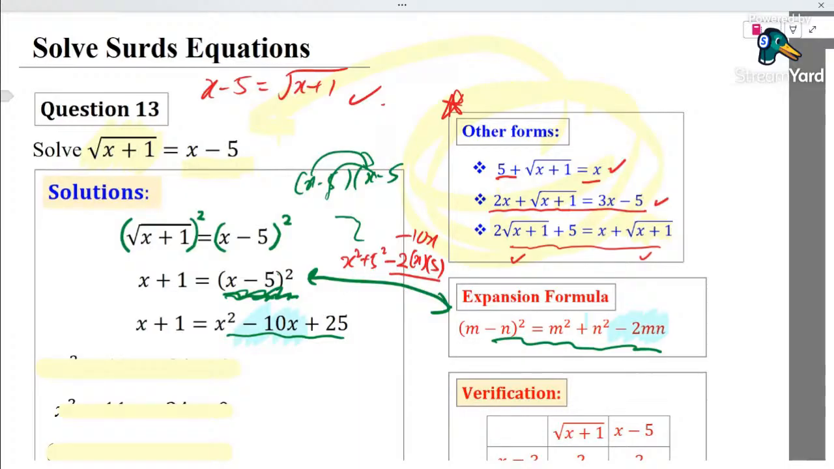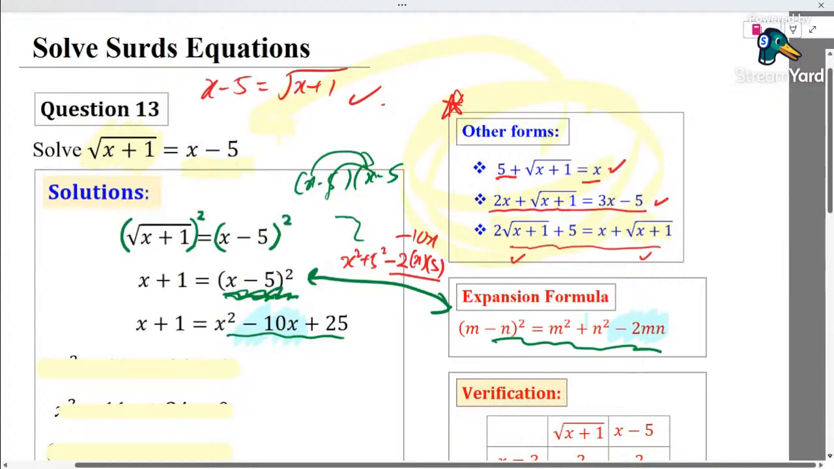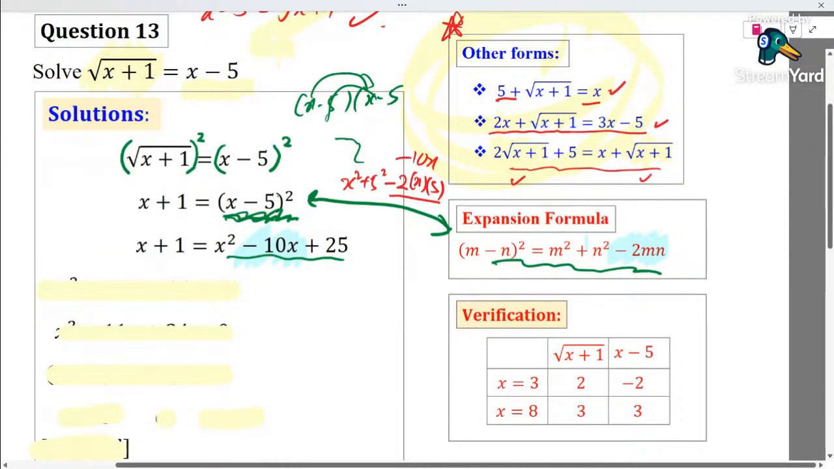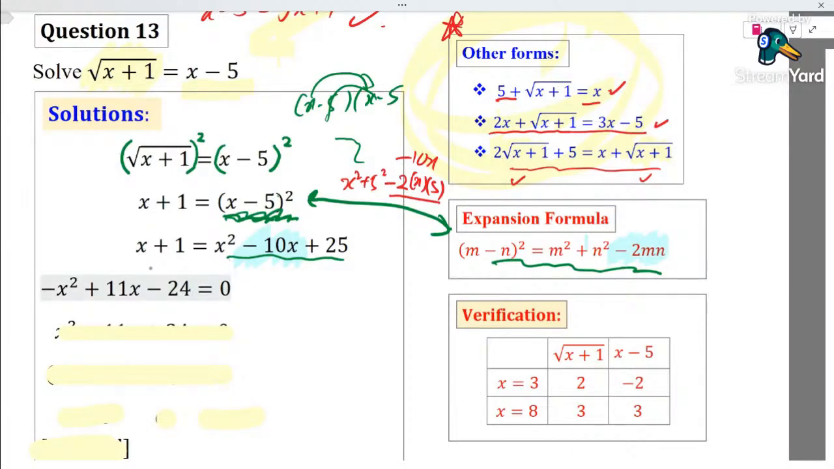Go on. Next, what we want to do now is solve this quadratic equation. It's a quadratic equation again. So rearrange: I would like to group all the terms to the left. So this is the answer that I have initially.